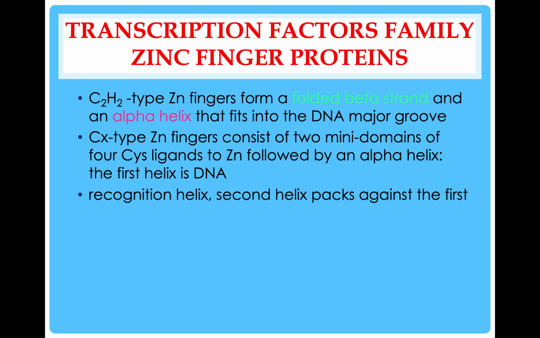helix that fits into the DNA major groove, the B that you see in the previous slide. The CX type zinc finger consists of two mini domains of 4 Cys ligands to zinc followed by an alpha helix. The first helix is of course the DNA recognition helix, and the second helix packs against the first.